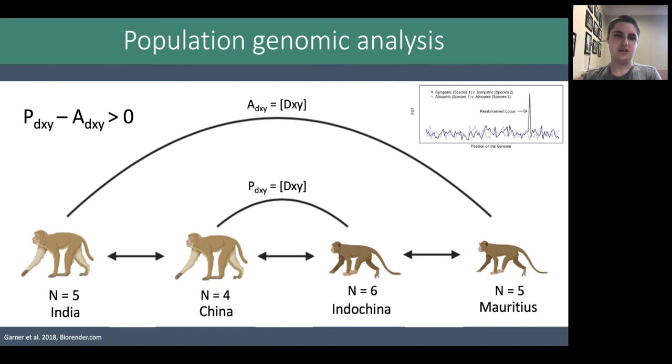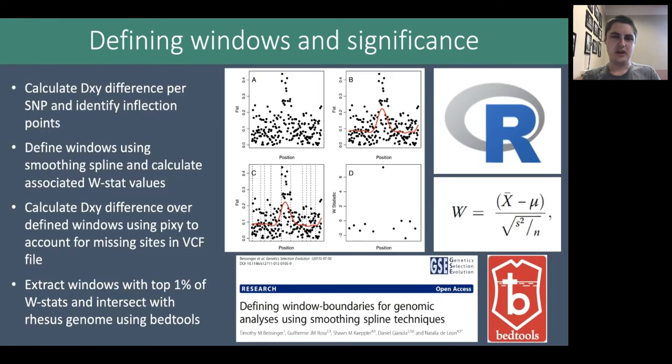And essentially, I conducted genome-wide DXY measures between the parapatric populations and the allopatric populations, and I was particularly interested in regions that had a high difference between parapatric and allopatric DXY. With that in mind, though, I want to make sure that I define my windows and significance in as least of an arbitrary way as possible.